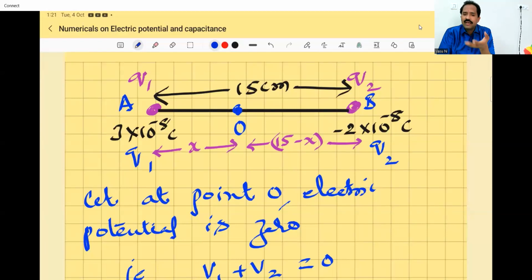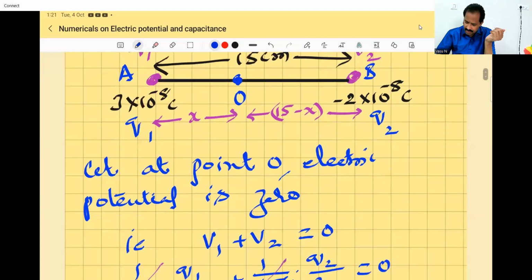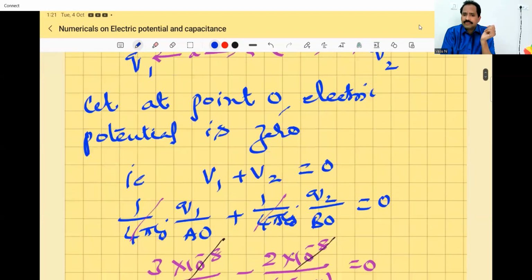So, let O be the point at distance x from Q1 and 15 minus x from Q2. Now let us write down that the net potential is 0. It is given.